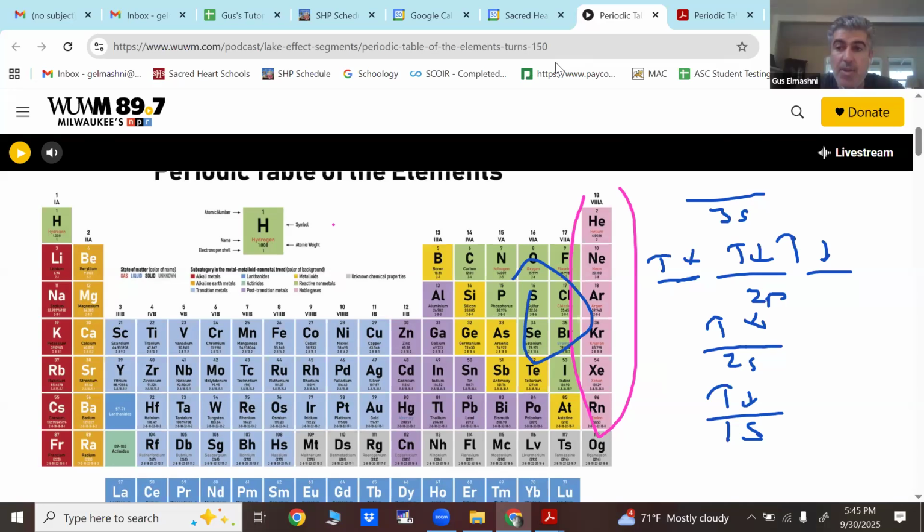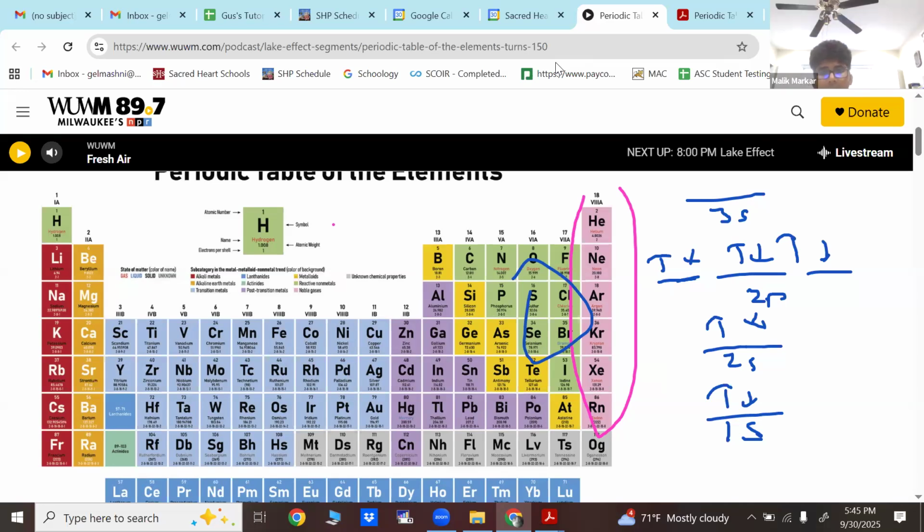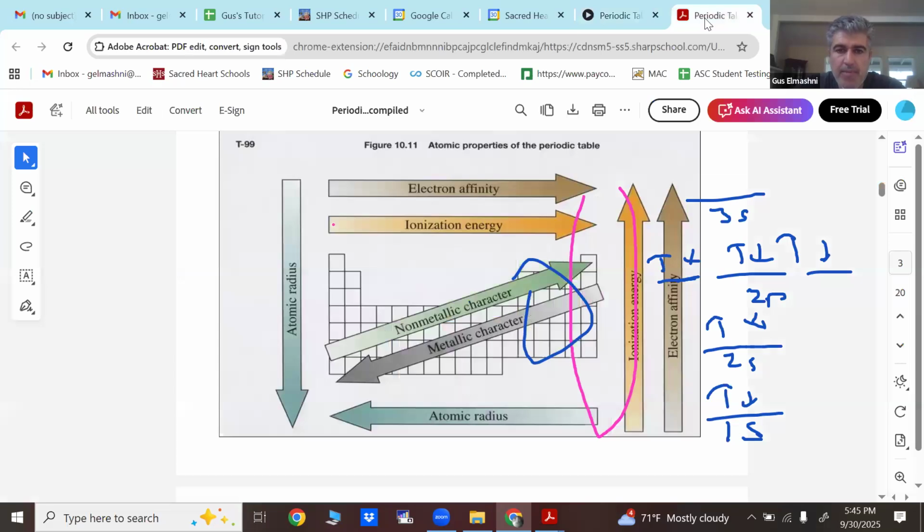So the ionization energy is high because it would take a lot of energy to yank off an electron. It's holding onto those electrons badly. It doesn't want to let go, so to yank it off, you're going to have to use a lot of energy. Whereas lithium's like, yeah, take it, go for it. It doesn't require much energy to remove it. So that's why we see that as a trend.